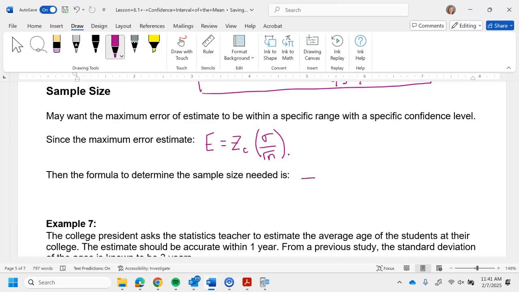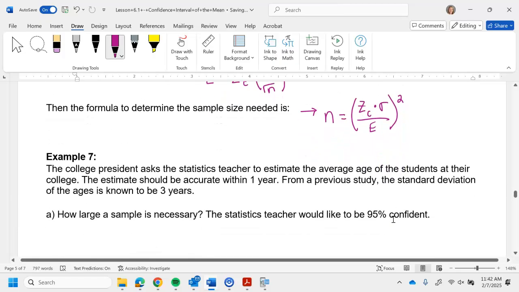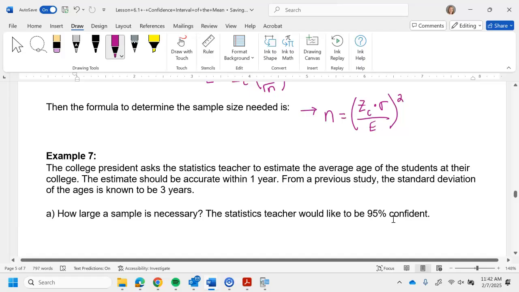If we were to solve this formula for n, go through and do some algebra, we're going to get that the sample size we need, we're going to take the critical value times the standard deviation divided by the error that we want to be within, and we square it. That's going to get us what our sample size should be, or the sample size needed to be within a certain amount. So let's use this in the context of a problem.